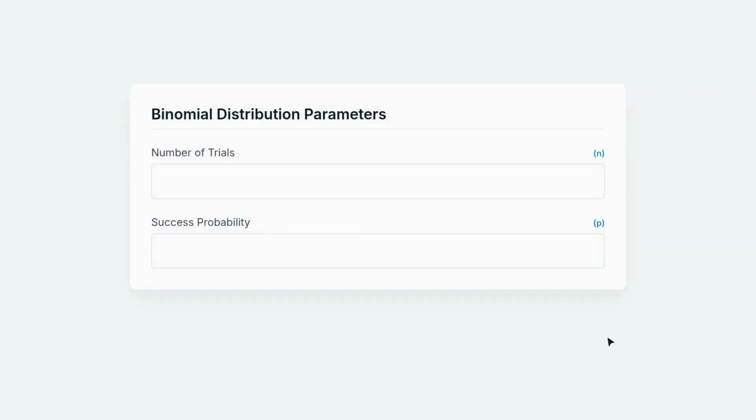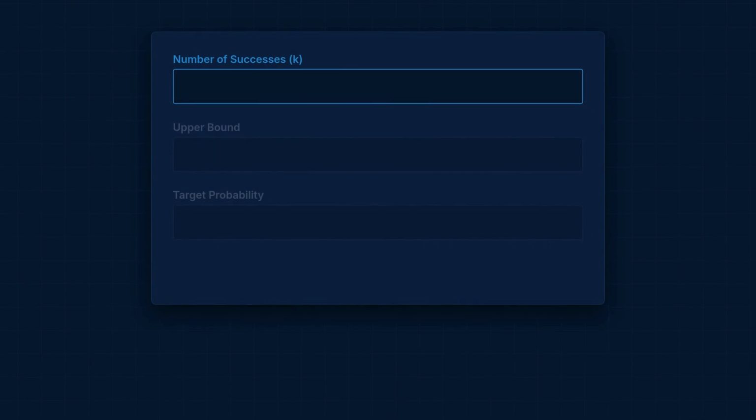Next, enter the number of trials, n. I'm using 20. Then the success probability, p. I'll set this to 0.3. For number of successes, k, I'm entering 5. The upper bound and target probability fields are used for other calculation modes.